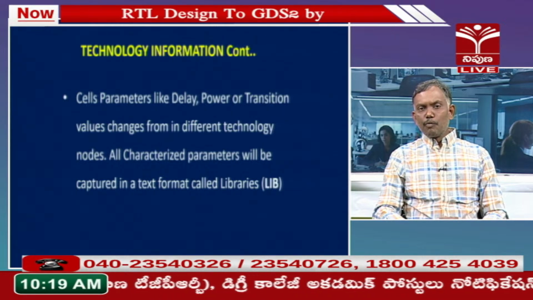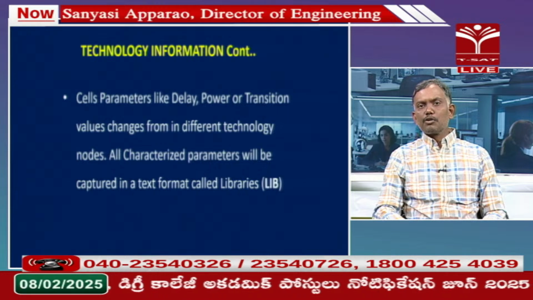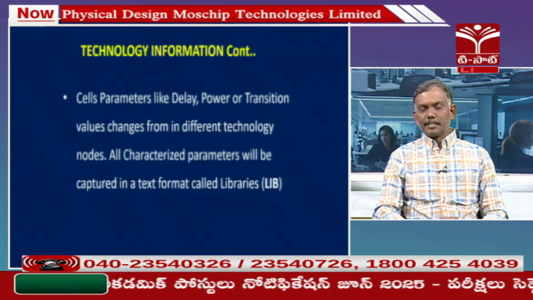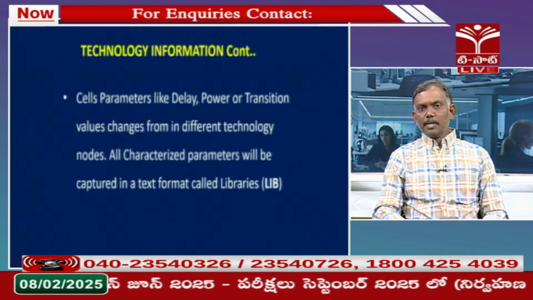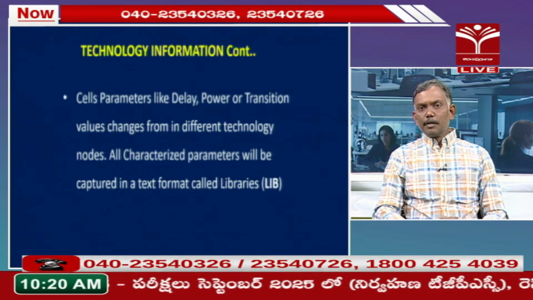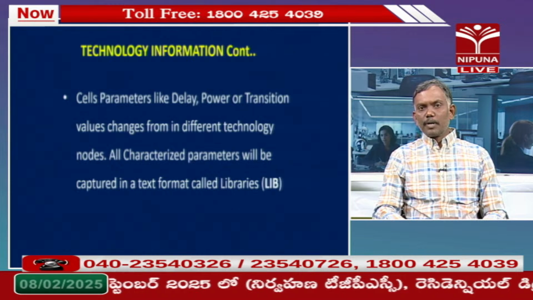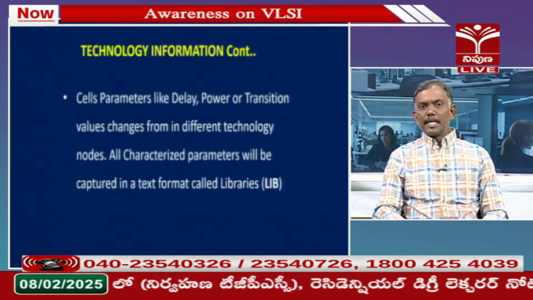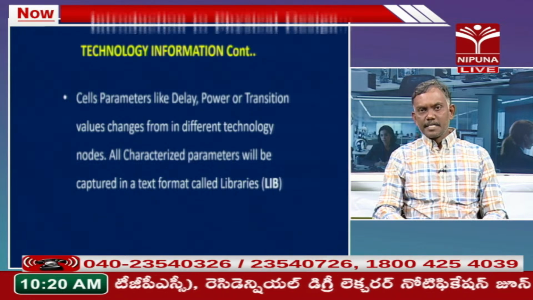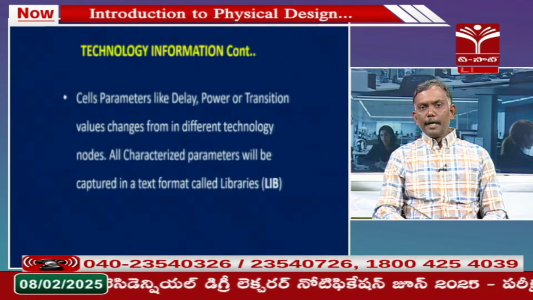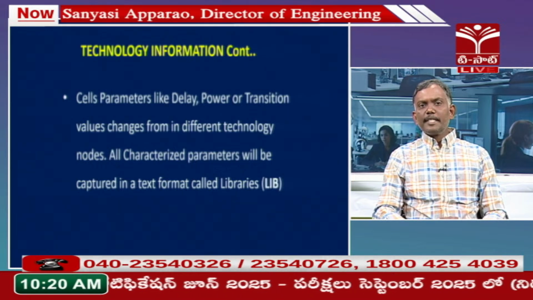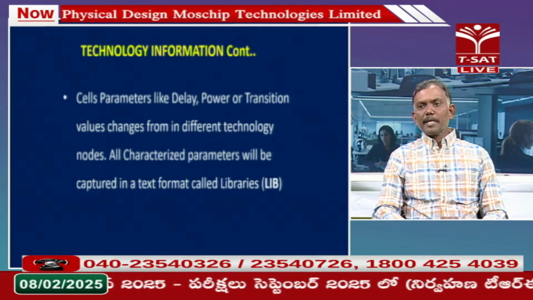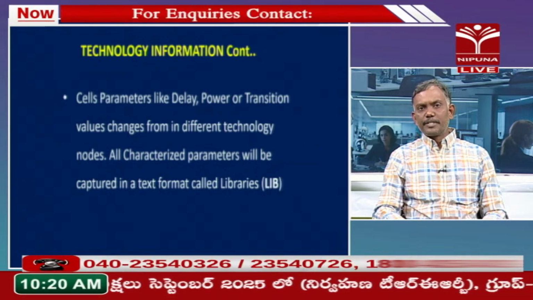Instead of mimicking all those combinations, I can say infinite combinations, to avoid that, they will put a range: minimum and maximum input transition, minimum load, maximum load, like that. For a given range of transition and load values, they will characterize the cell delays, power numbers, output transition times and area also. All these are captured in a file called timing libraries. Generally people call them libs, dot libs. These are also inputs for the next stages.